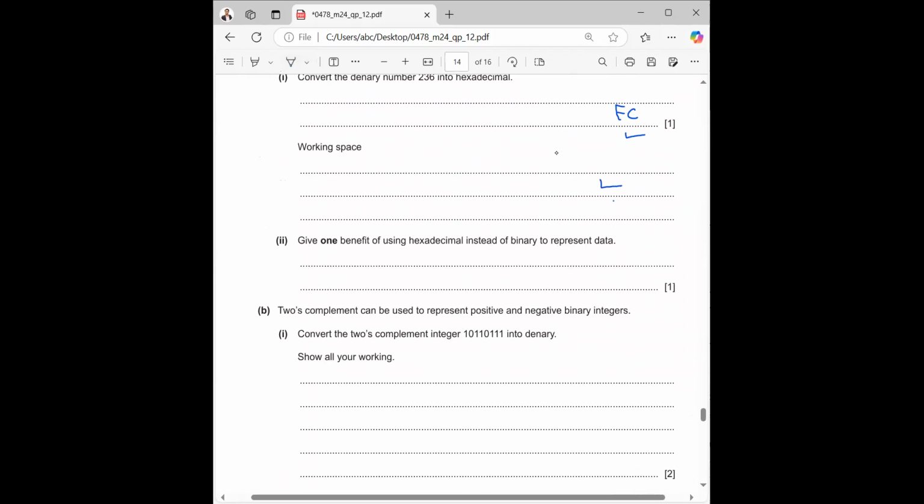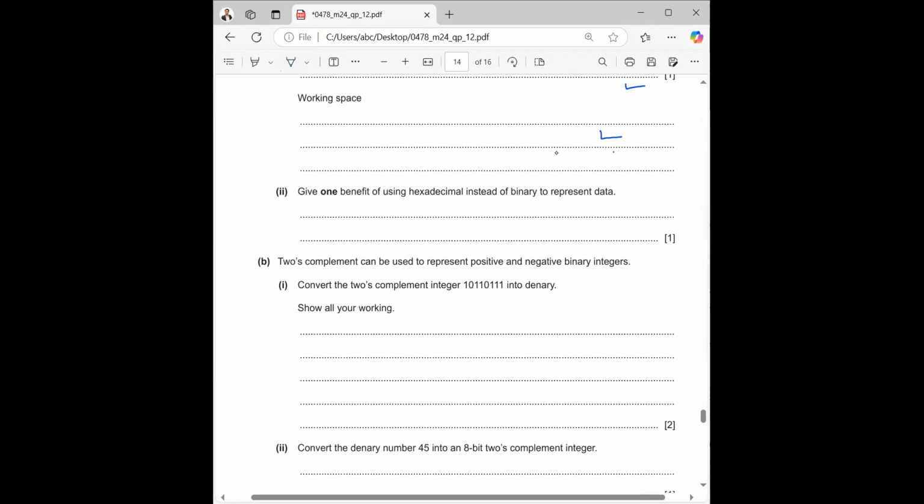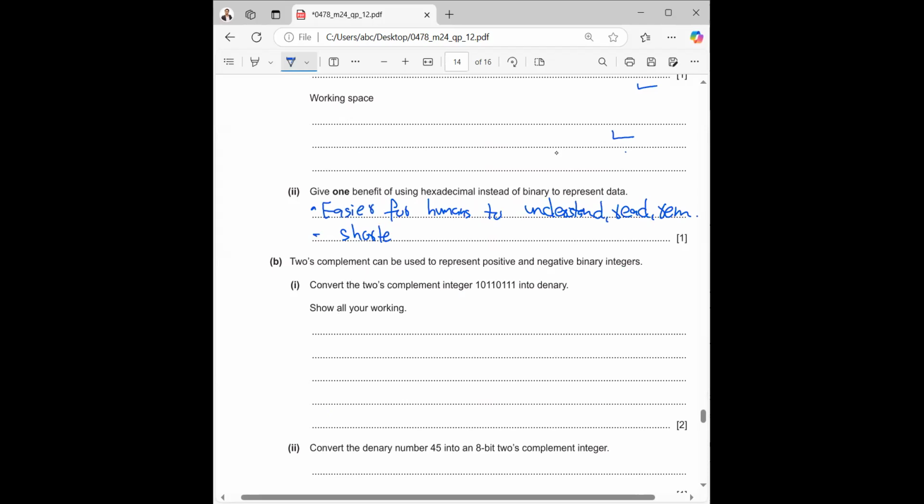Then it says give one benefit of using hexadecimal instead of binary. So you can again write easier for humans to understand, read, or remember. You can also write like it's shorter for humans and take less space, all of the ones we discussed.